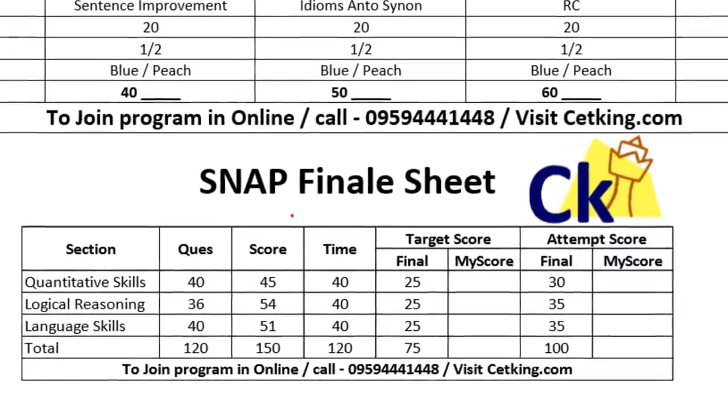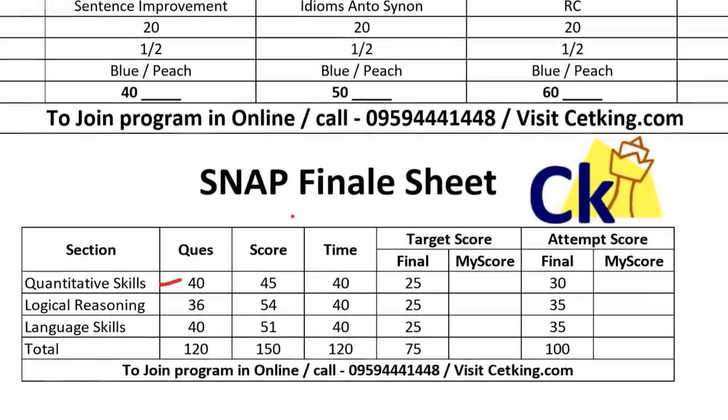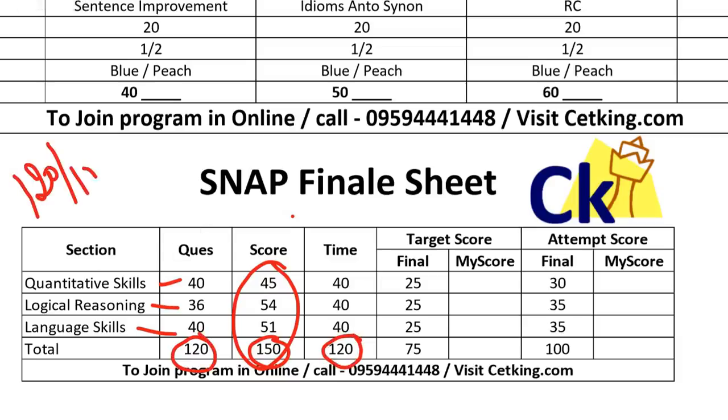The SNAP exam has three sections: quant, logic and verbal. There is no GK this time. The total score is 150, with 120 questions to be done in 120 minutes. So one minute per question is the target, not to solve but to look at. The ideal score for the SNAP exam last year was 75.